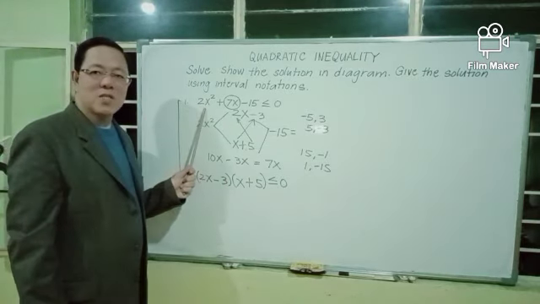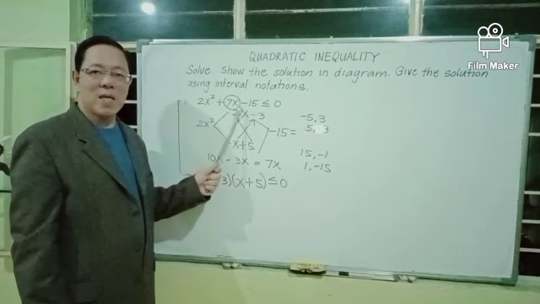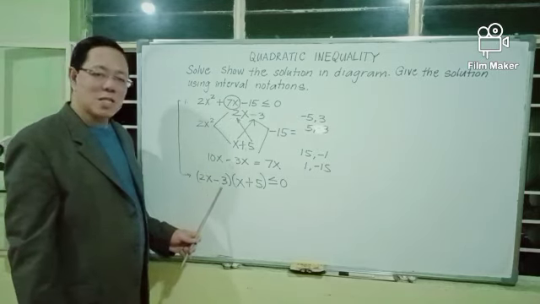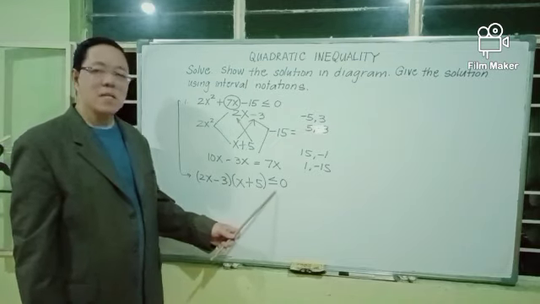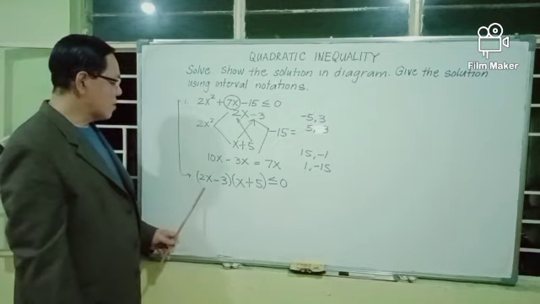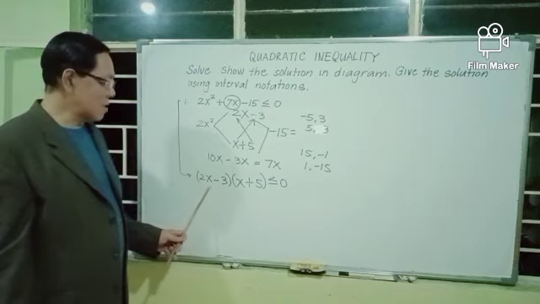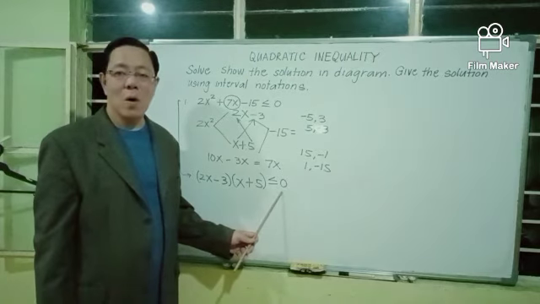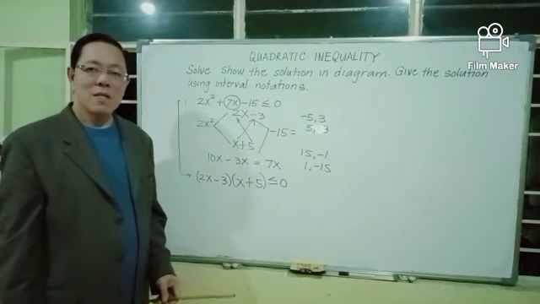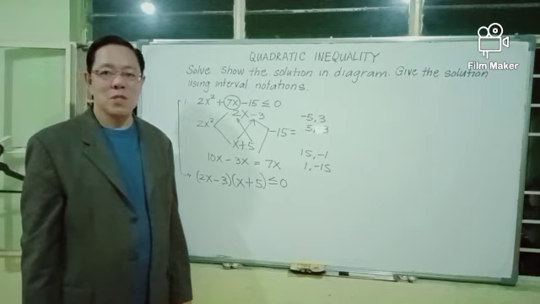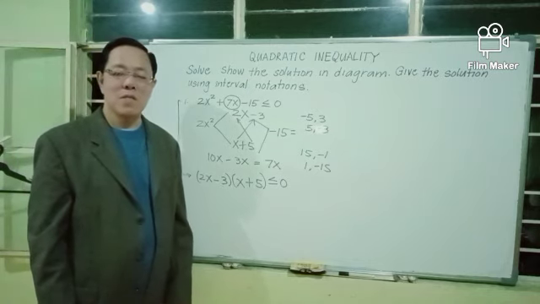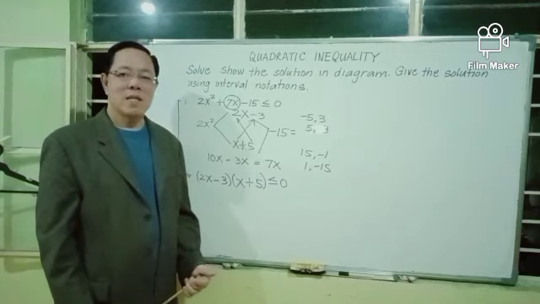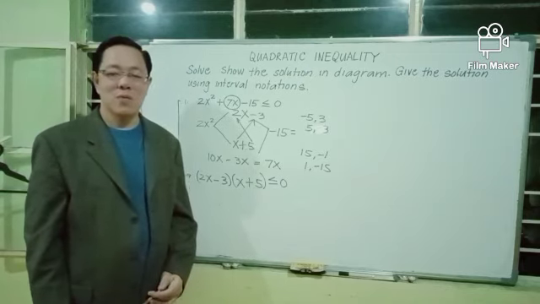The quadratic expression 2x squared plus 7x minus 15 is equal to the product of 2x minus 3 and x plus 5, less than or equal to 0. We now find the values of x such that this product is negative, less than 0, or equal to 0. There are two cases by which the product of two numbers will be less than 0 or negative, and those are the two cases that we will consider.